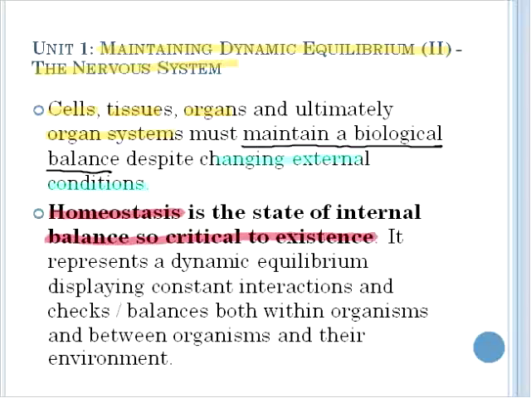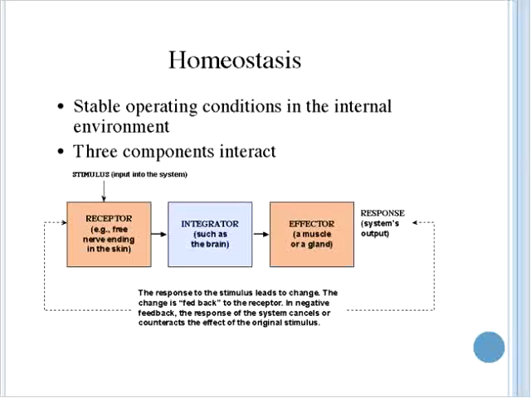What homeostasis represents is a dynamic equilibrium, a balance that displays constant interactions, coupled with checks and balances, which allow organisms to maintain themselves in spite of a changing environment. Homeostasis provides stable operating conditions in our internal environment.